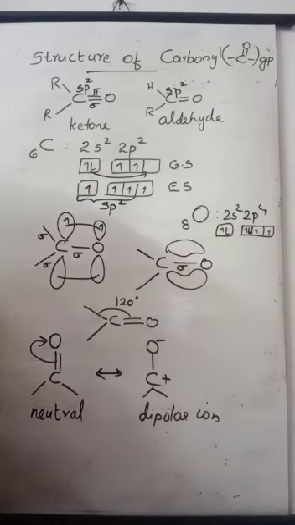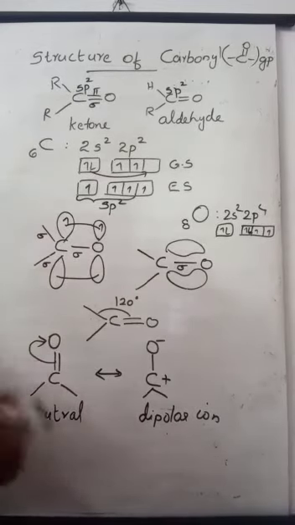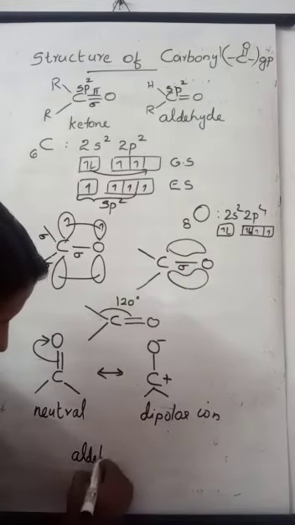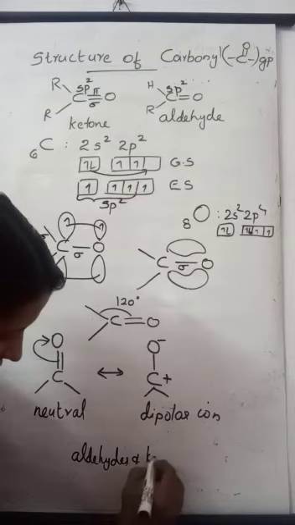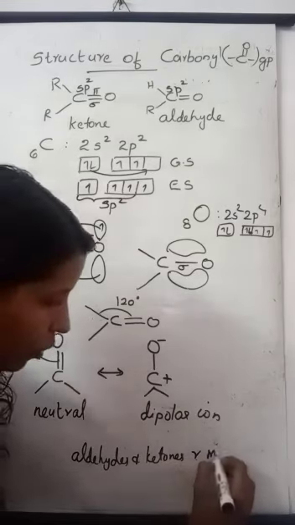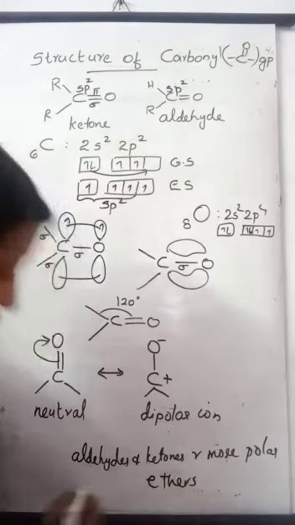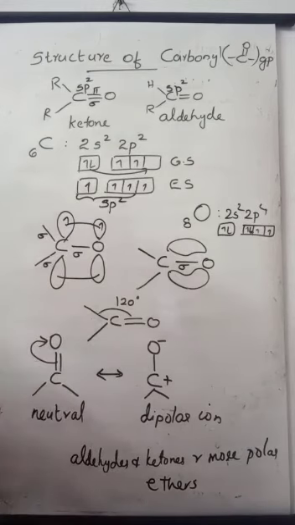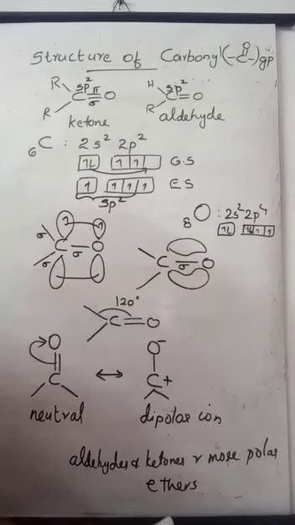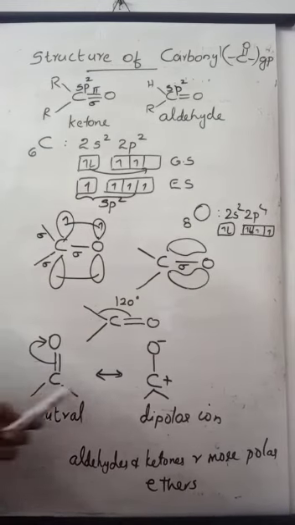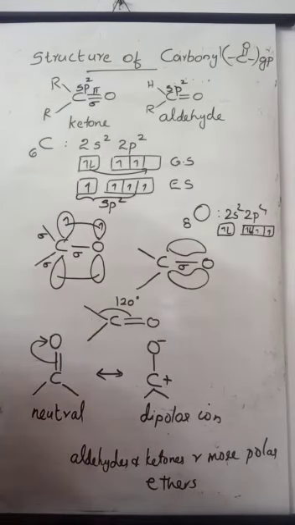Carbonyl group is more polar than ethers. That means aldehydes and ketones are more polar than ethers. Ethers are also polar. Aldehydes and ketones are also polar, but they are more polar than ethers. This is due to this carbonyl group is in resonance with a dipolar ion. Hence, carbonyl group is more polar than ethers. Aldehydes and ketones are more polar than ethers.